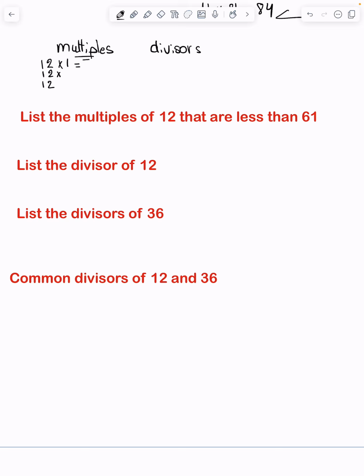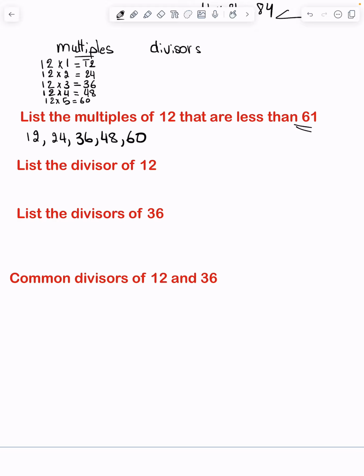So 12 times 1, 2, 3, 12 times 4. Basically, what you need to do is just take the answers of that multiplication table of 12. So it's 12, and then 24, and then 12 times 3 is 36, 12 times 4 is 48, 12 times 5 is 60. Okay, so the multiples of 12 are 12, 24, 36, 48, and 60.